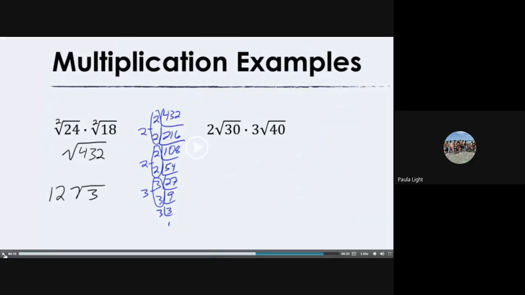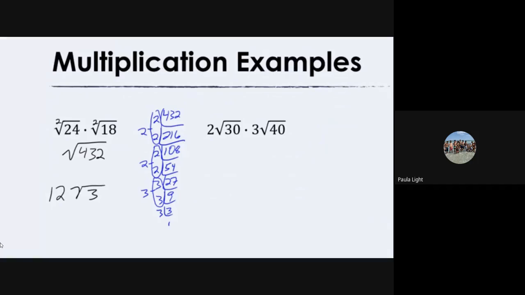So 2 times 3 is 6. 30 times 40 is 1,200. So we get 1,200 under that square root symbol. We're allowed to do so because the indexes are exactly the same. Square roots, that's the invisible index. The 2 numbers on the outside would give me a 6. Numbers on the inside would give me 1,200.